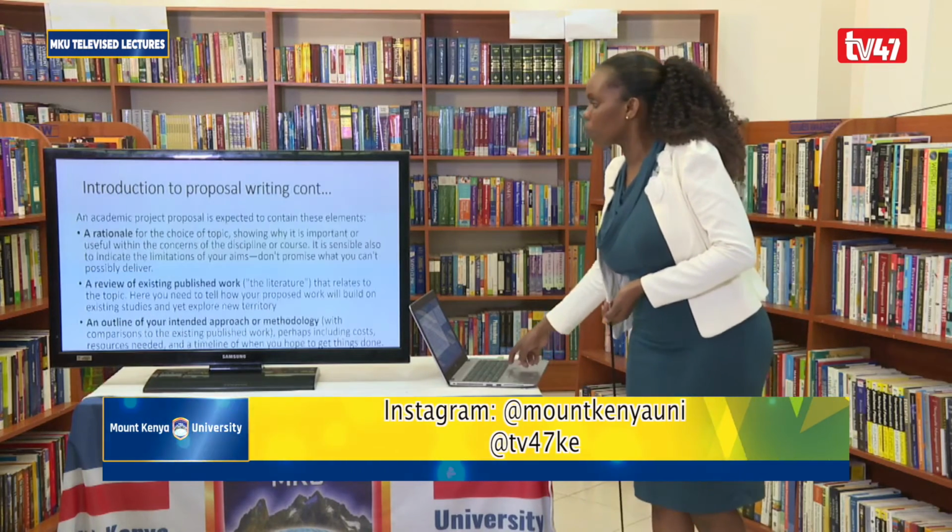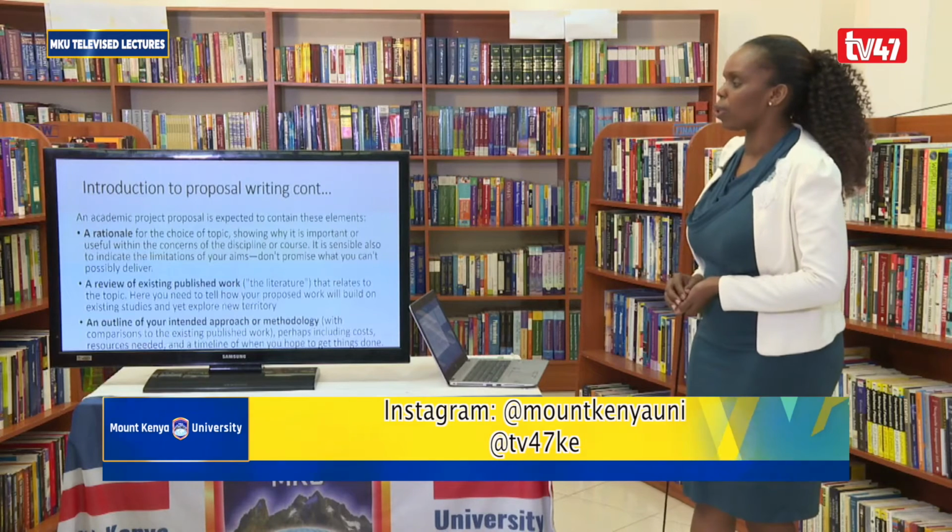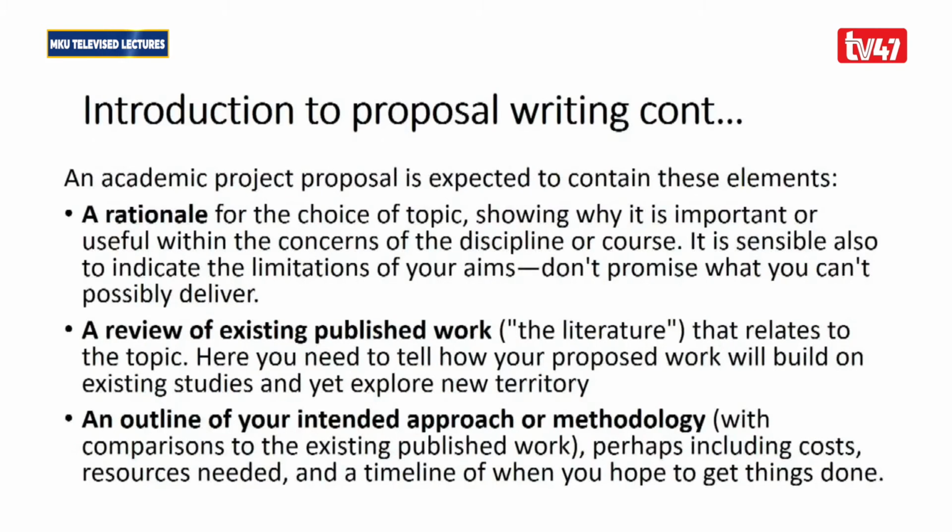Then an academic project proposal is expected to contain the three elements that you see down there. The first thing is a rationale. Every project proposal should have a rationale, and a rationale is a choice of topic showing why it's important or useful within the concerns of your discipline or your course. In our case, we are IT students, so we need to bring that perspective.